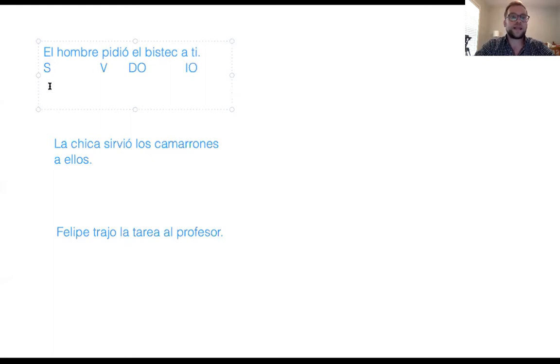Muy bien. Now, remember, our indirect object comes before our direct object. So, primero vamos a incluir el sujeto, el hombre. Okay? So, indirect object, direct object, verb, right? So, how are we going to shorten our indirect object here, a ti, right? Es te, ¿no? El hombre te, right?